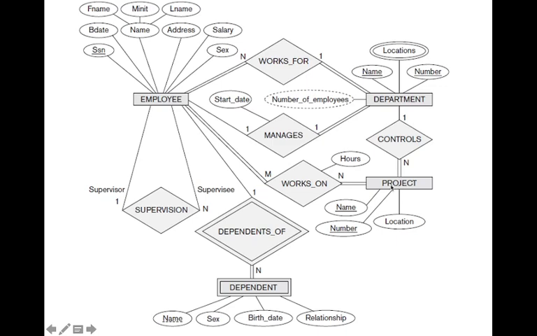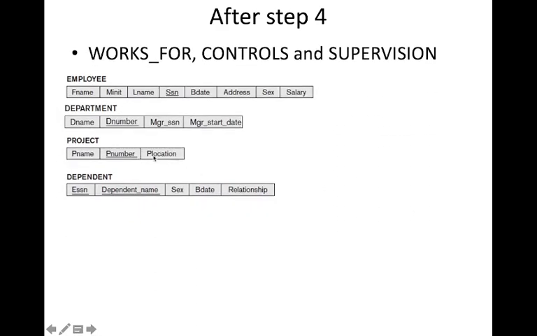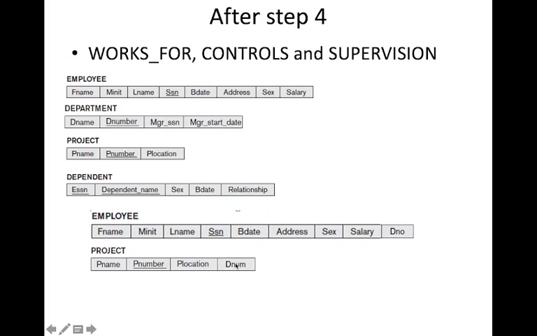The n side is project, and in project we have name, number, and location. In this relation, we have to include a foreign key, and that foreign key should be the primary key of this relation. The primary key of this relation is department number. So department number should be included in the project table. Initially we didn't have the department number here. So after this, D number will also be included in the project table.